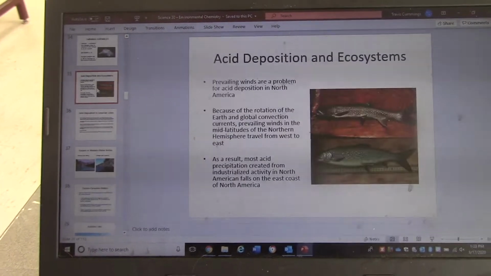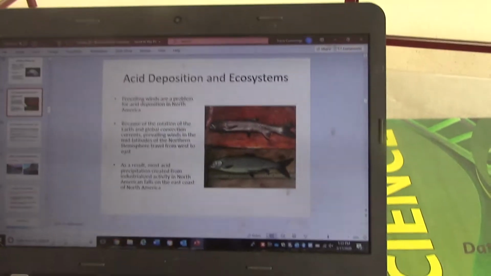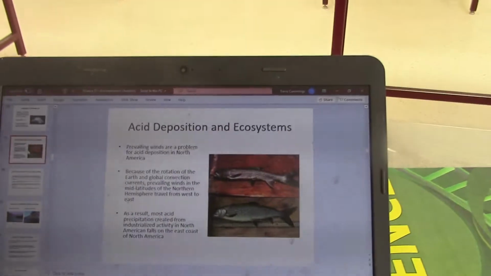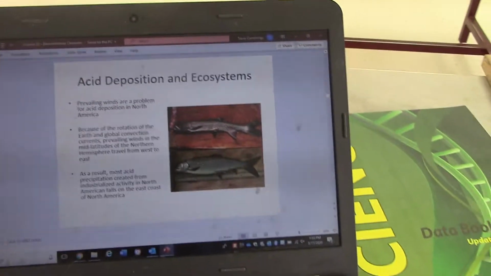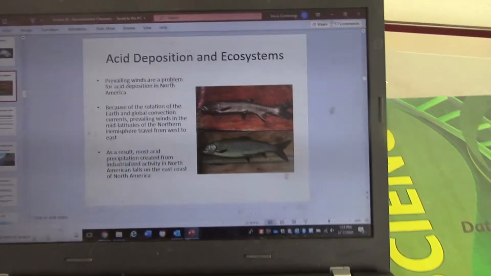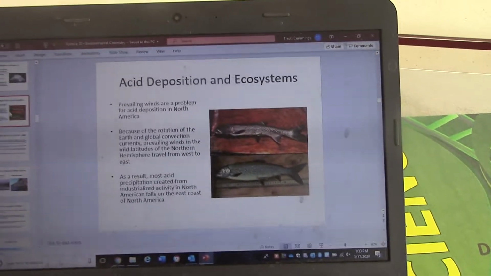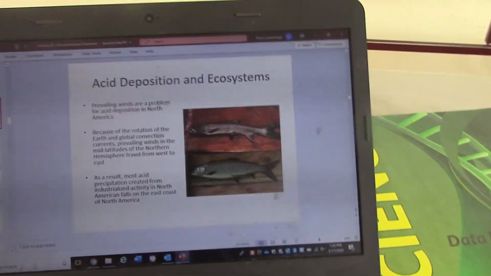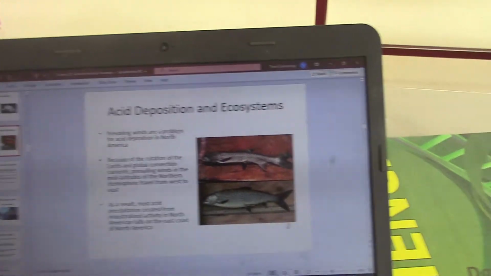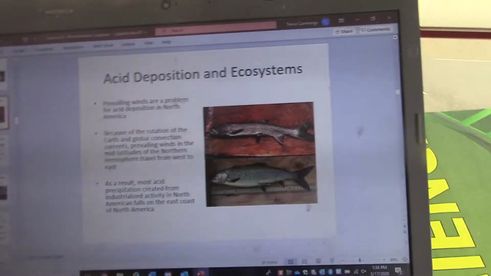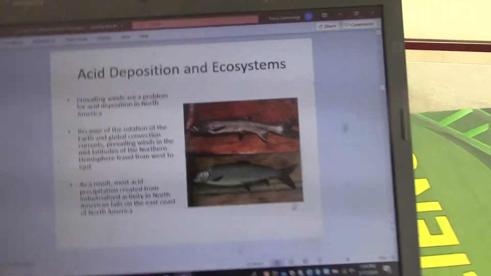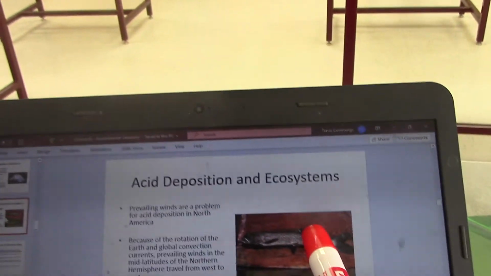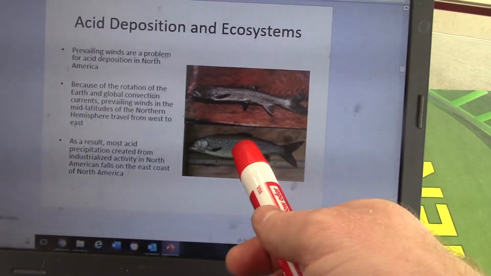Okay, so if we look at the acid deposition of ecosystems, these are lake trout. I'm going to give you the lowdown for what you can do with your assignment here, and then I'm going to look at some ways to calculate pH and how we actually define these things. And I'm going to give you some textbook references as well. So when we look at acid deposition in ecosystems, what you can see in this slide is this lake trout here is in an acidified lake. This is a healthy lake trout. So you can see the difference.